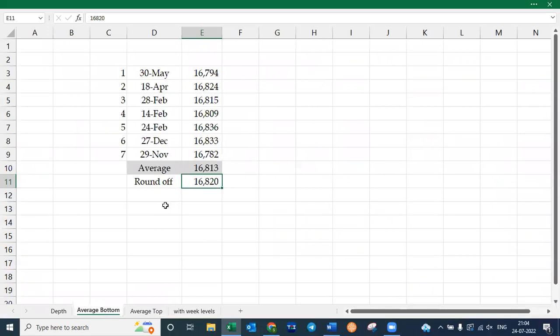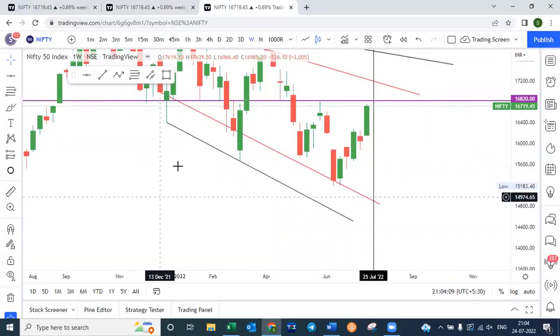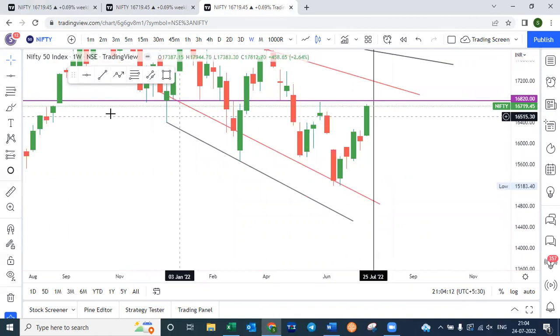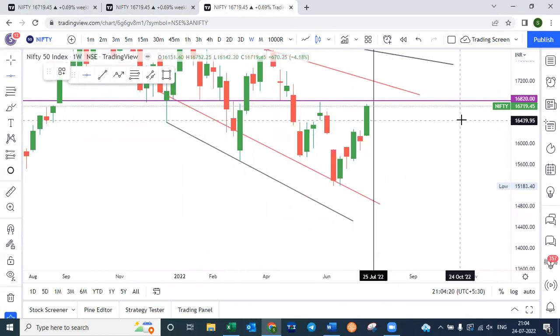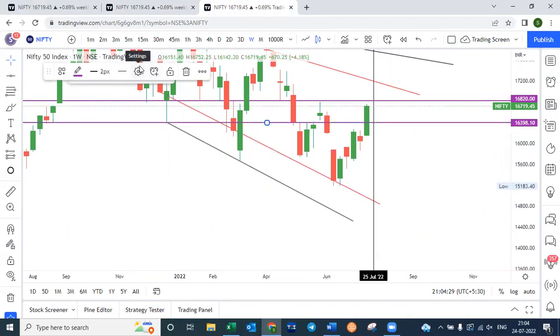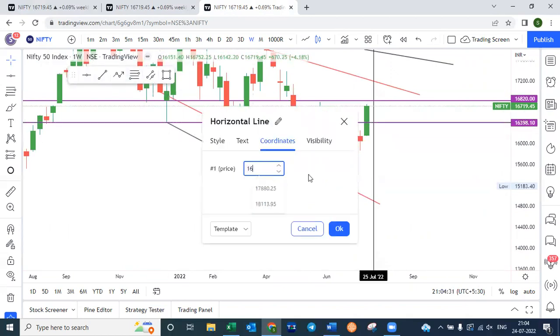No, I have not plotted this. No, but that doesn't matter. I will draw this particular resistance line, which comes out to around 16,398. I'll put a round figure, 16,400.